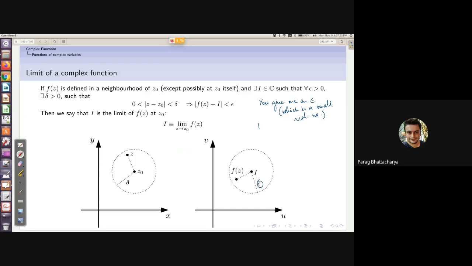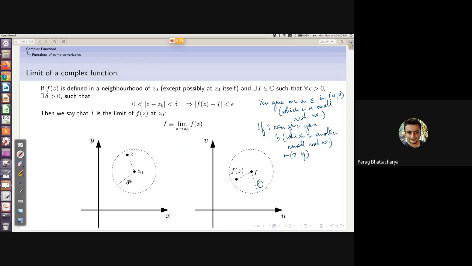What it says is this: if I can give you a delta, which is another small real number. So this epsilon you have given me lies in the UV plane, and this delta lies in the XY plane.